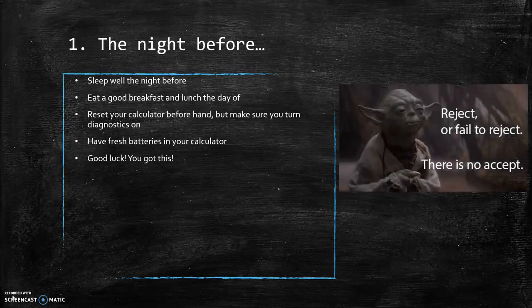And then lastly, number 1, the night before, make sure that you sleep well. Don't cram so much that you don't get enough sleep. Because the test is in the afternoon, eat a good breakfast and lunch. And again, reset your calculator beforehand. Make sure your diagnostics is turned on so it's all ready to go, and have fresh batteries in your calculator.